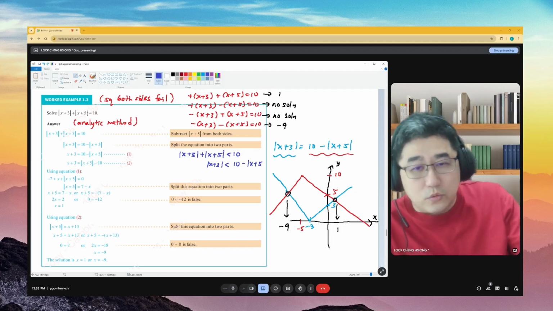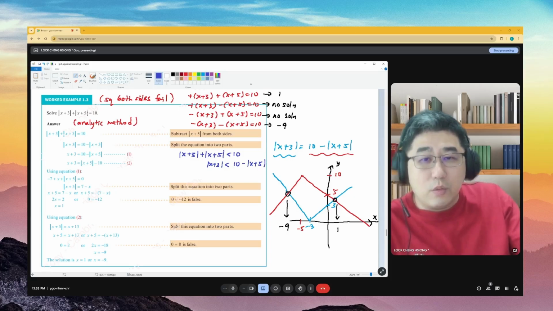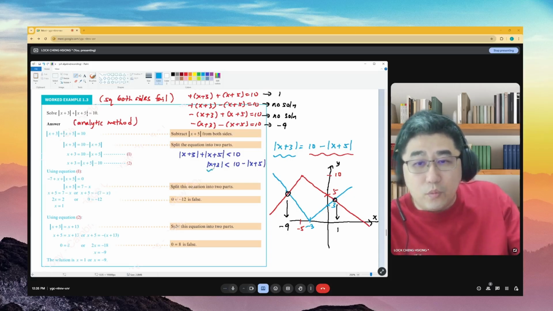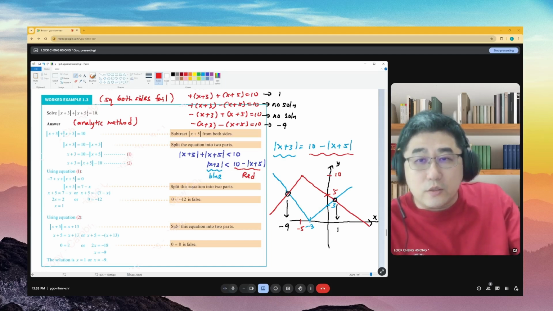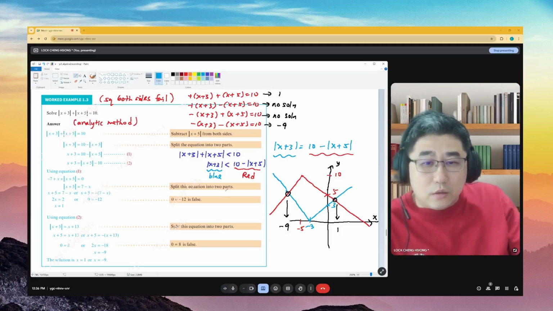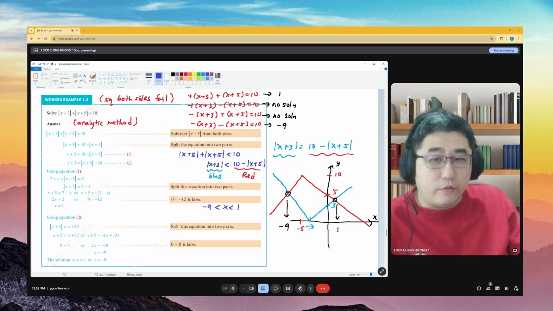You will see that this is my blue part, and this is my red part. So I need the portions where the red is bigger than the blue. From the graph here, you can see very clearly. So the answer is x is in between -9 and 1, from the graph here.